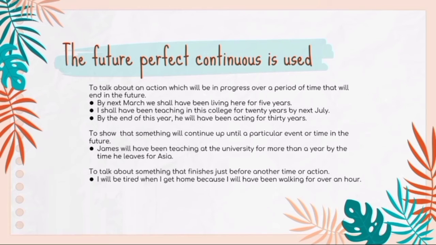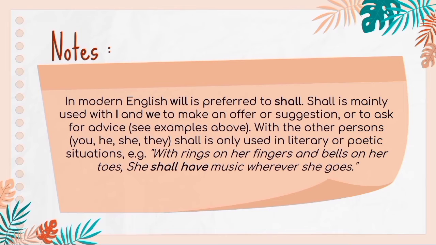And the second, to show that something will continue up until a particular event or time in the future. As an example, James will have been teaching at the university for more than a year by the time he leaves for Asia. And the last one, to talk about something that finishes just before another time or action. As an example, I will be tired when I get home because I will have been walking for over an hour. Notes: in modern English, will is preferred to shall.